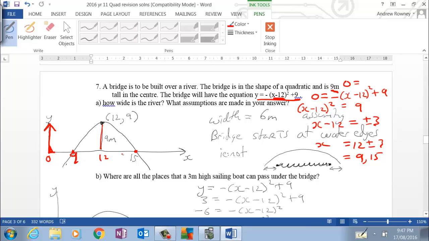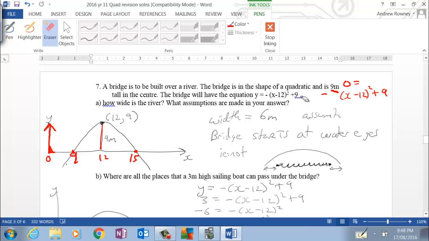So that's this one here and this one here. Now because they didn't specify that you couldn't use the graphics calculator, you could have got those answers by actually typing the quadratic function into the graphics calculator and working out what the zeros are. So now the question is, how wide is the river? Now we can say that from 9 to 15, that's 6 meters.